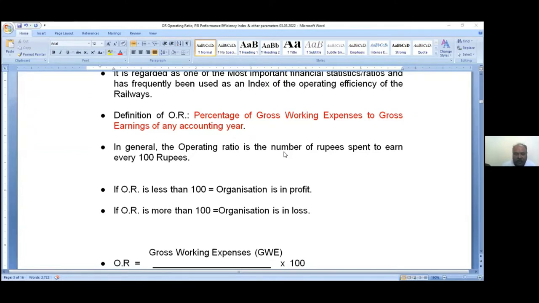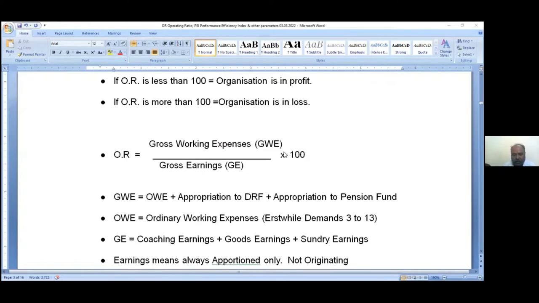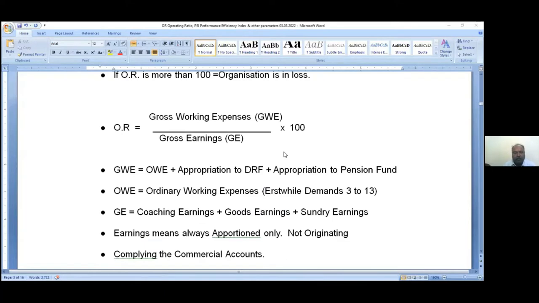Suppose gross working expenses are more than gross earnings, then the organization is in loss. So the operating ratio should be as low as possible, less than 100%. If it is more than 100%, it is nothing but losses. This is the simple formula.